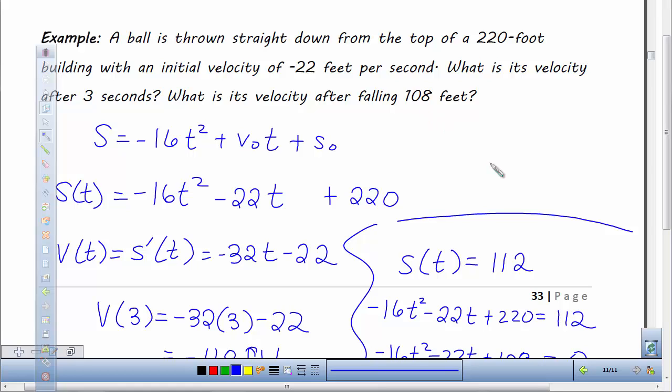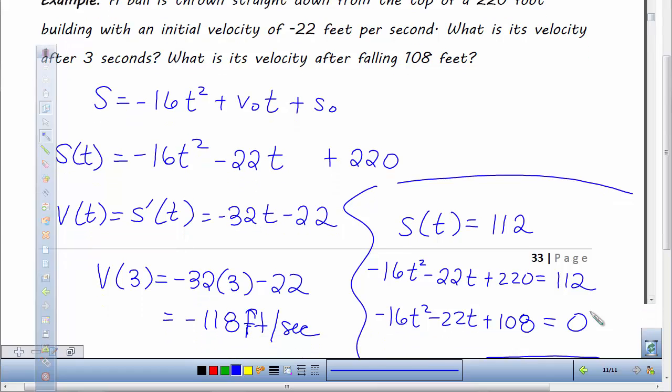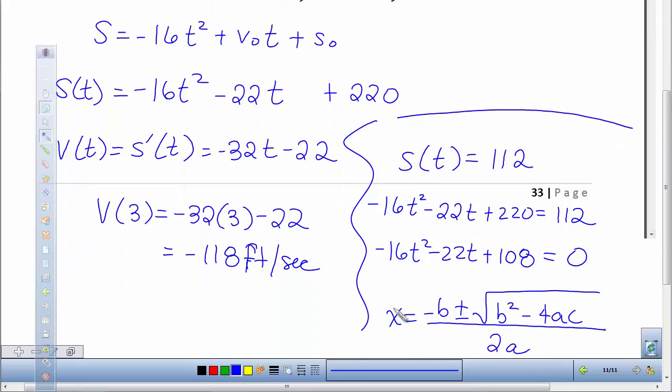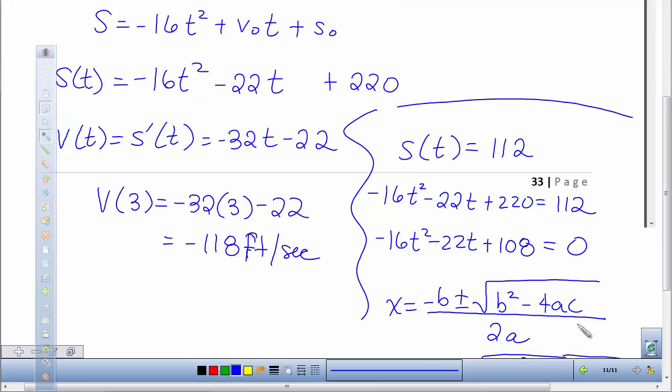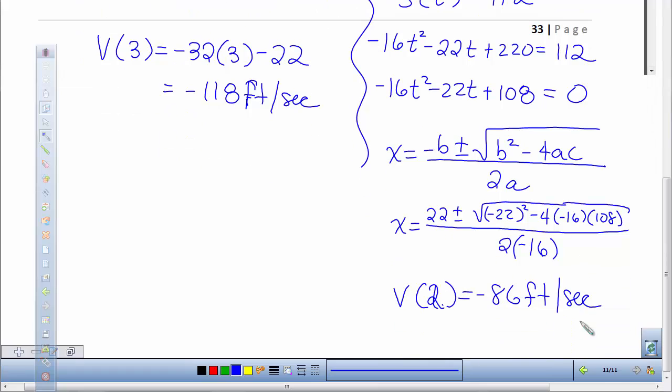So I took, we were at 220. If I fall 108 feet, what's the new height of the object? It'd be 112. Right, so that's why I put my position equal to 112. And then I took the position function and set it equal to 112, and we solved for t. What was your answer? For my final, it was negative 86 feet per second.